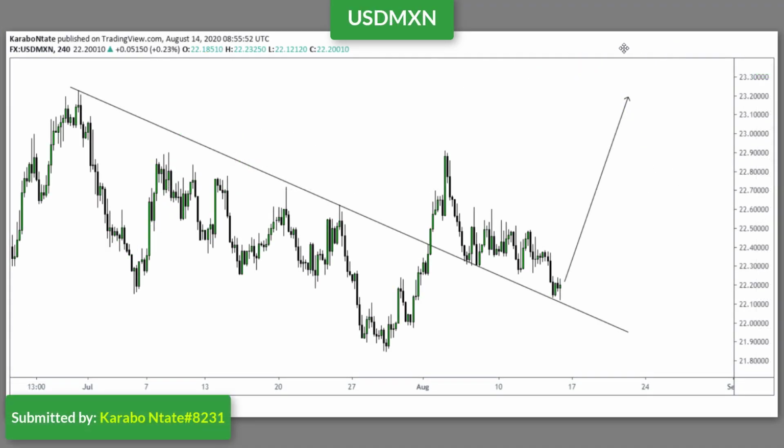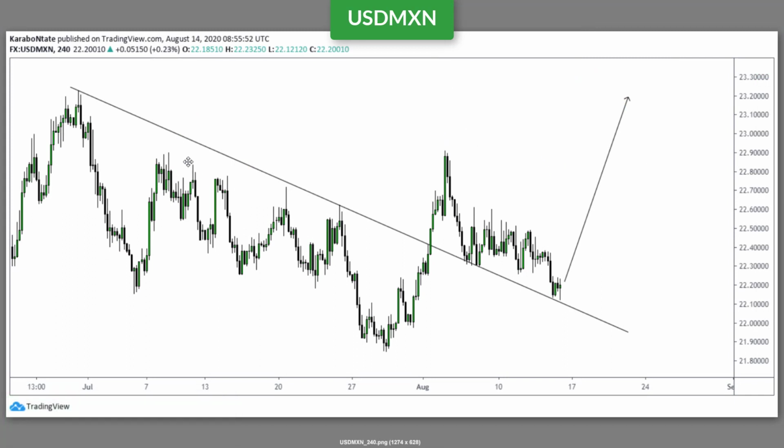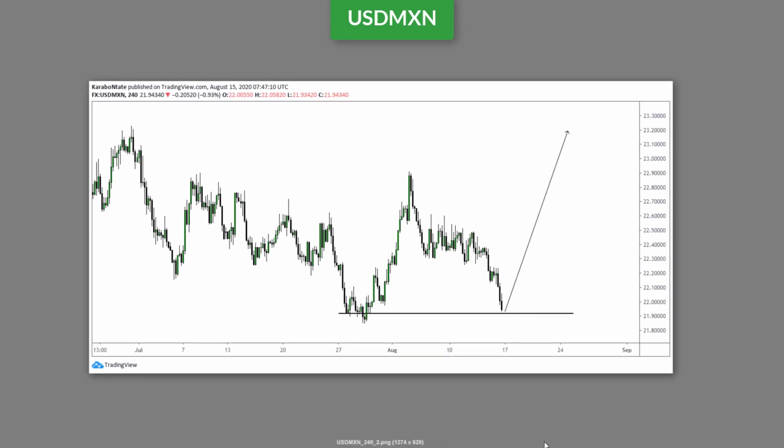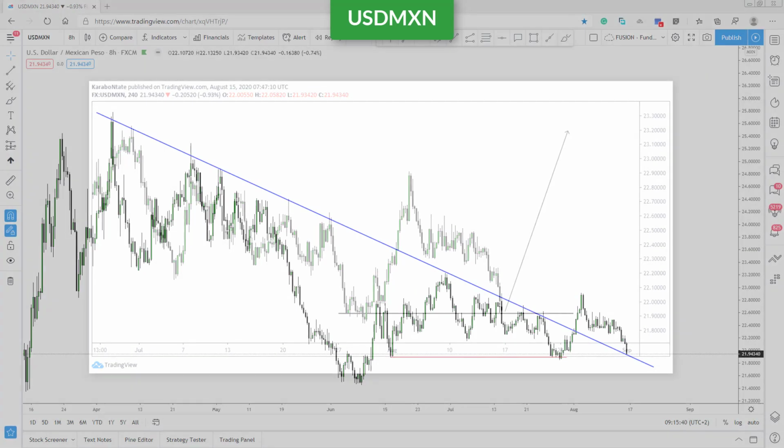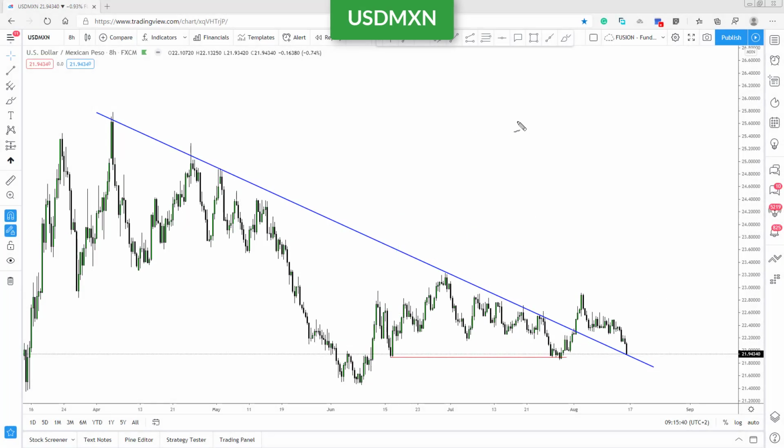All right, next up, a chart by Karabu, and that is on the Mexican peso. This was a chart he submitted late on Friday, and he did update it. This is his current view on the peso. But I'm just going to bring up my TradingView. Bringing up an 8-hour chart, we can see we have this clear level of resistance that the market has been respecting, and we have broken through it, and now we're retesting that area.